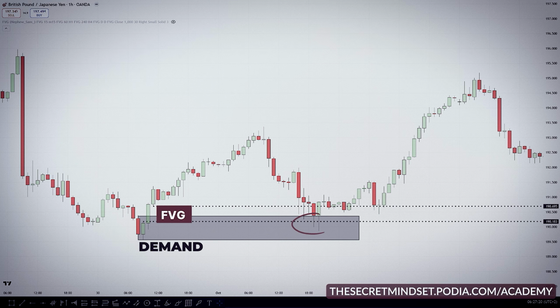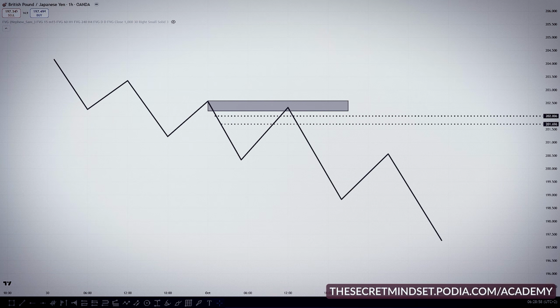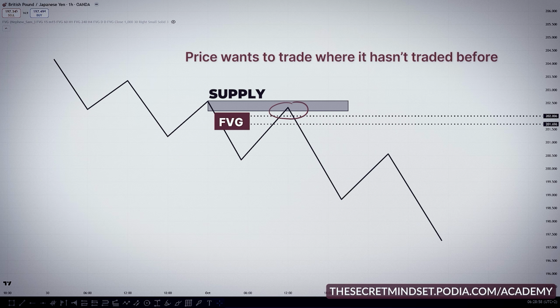When you find a fair value gap near these zones, you've spotted a place where institutional traders showed their hand twice, first building positions, then moving price fast enough to leave a gap. The strategy works through a simple market truth. Price wants to trade where it hasn't traded before, and those gaps represent prices where little to no trading happened. Markets need to fill these gaps to find fair value. That's why price often returns to these levels.